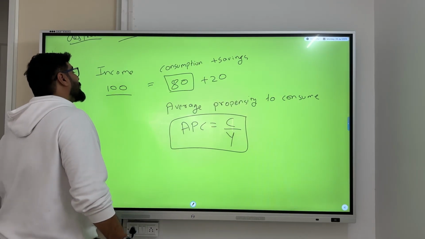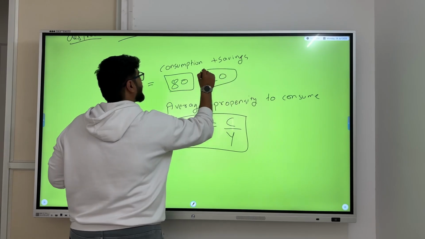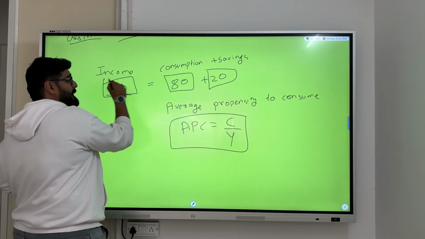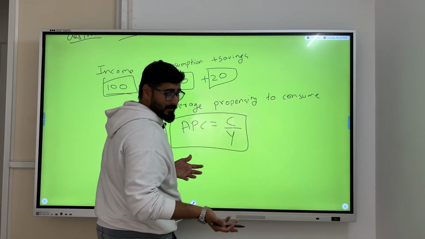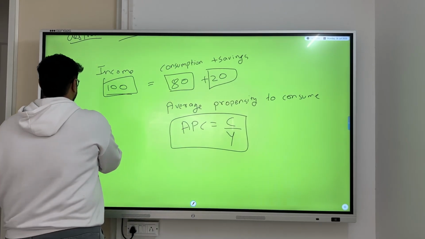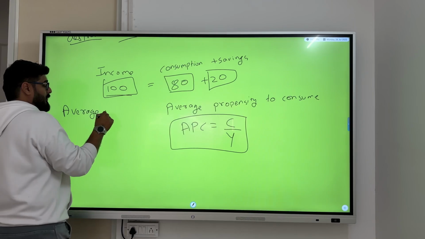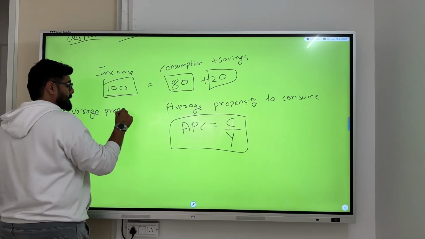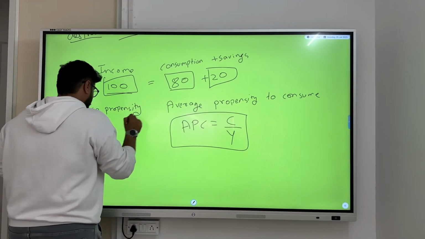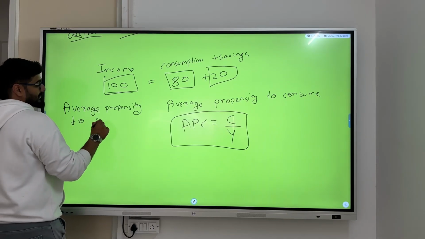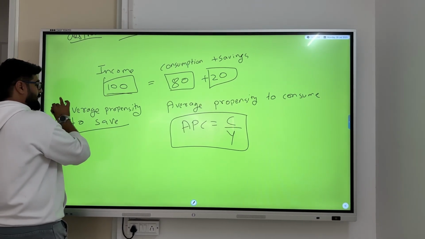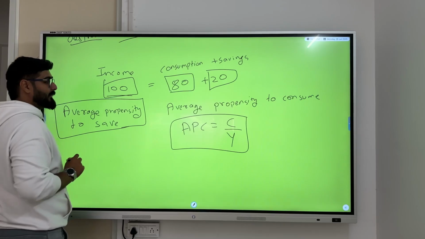Okay. So what about this savings? Out of my income, how much part I am keeping aside for savings? That is going to be my average propensity to save. What is it? Average propensity to save.